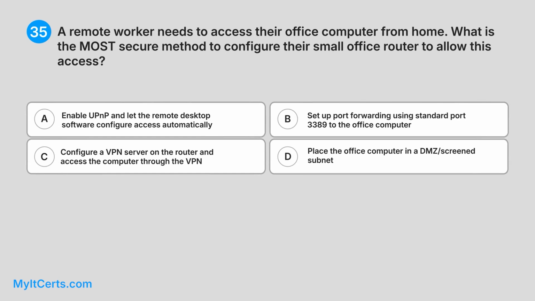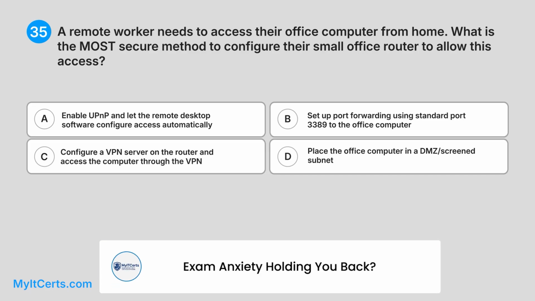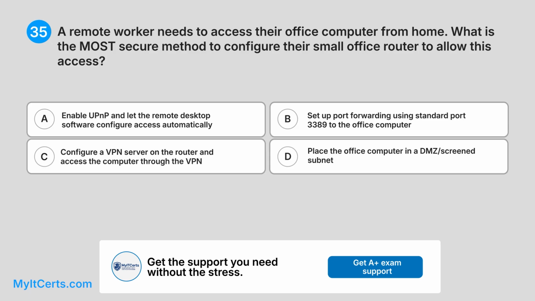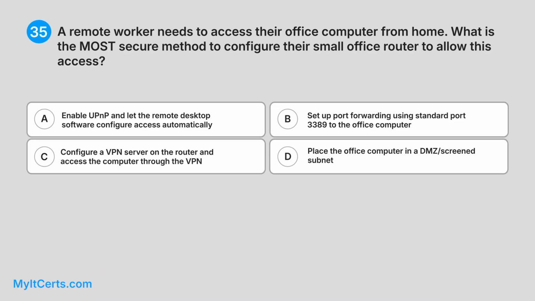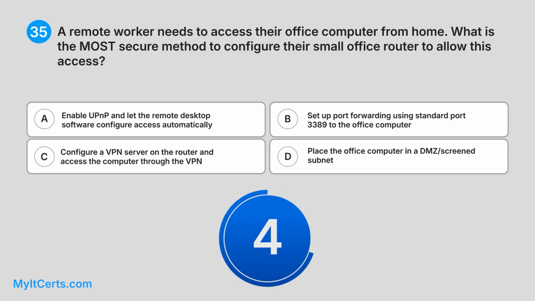35. A remote worker needs to access their office computer from home. What is the most secure method to configure their small office router to allow this access? A. Enable UPnP and let the remote desktop software configure access automatically. B. Set up port forwarding using standard port 3389 to the office computer. C. Configure a VPN server on the router and access the computer through the VPN. D. Place the office computer in a DMZ screened subnet. What do you think is the answer?